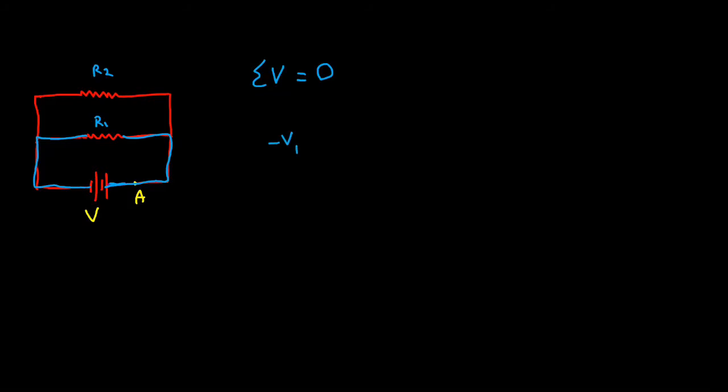Then the charge particle continues. There are no other resistors in this loop. So it comes back to the battery and gains energy, gaining voltage. So it's positive. So plus V battery equals 0. As a result, I can say V battery equals V1. Right now, I write Kirchhoff's voltage law for my second loop.